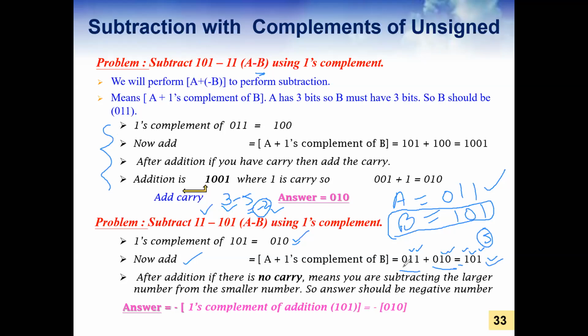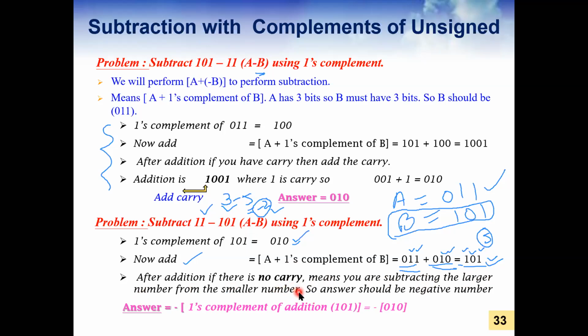No carry. Why? Because 3 digit, answer is 3 digit. So I don't have any carry. The rule says during the addition in complement method, if there is no carry, it means that after addition you are subtracting the larger number from the smaller number. We are performing 3 minus 5. So if no carry, it means you are subtracting larger number from the smaller.